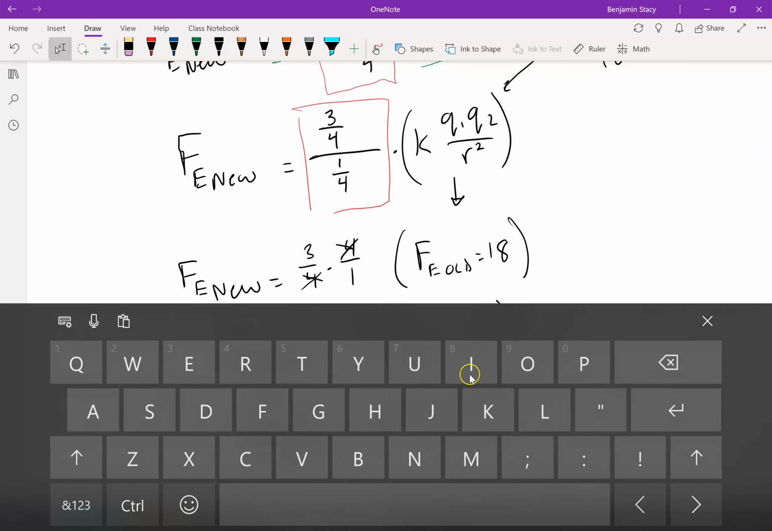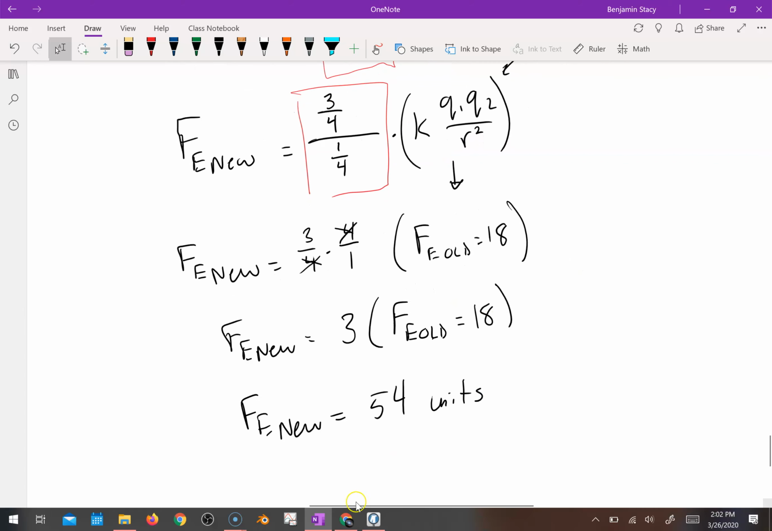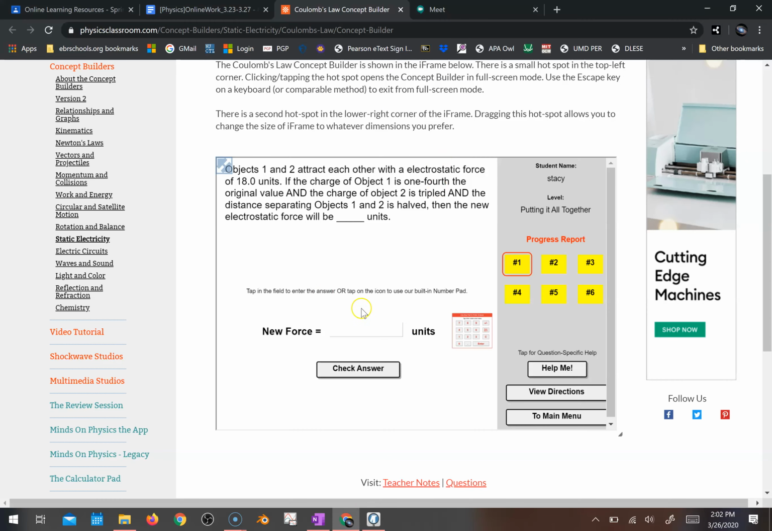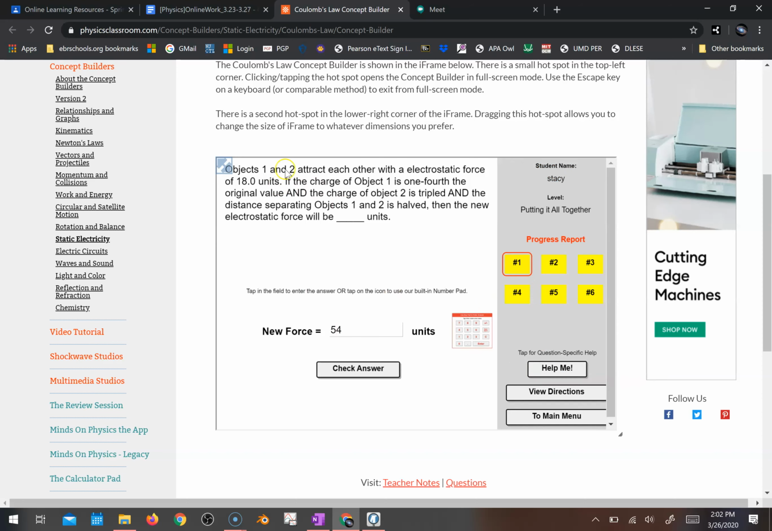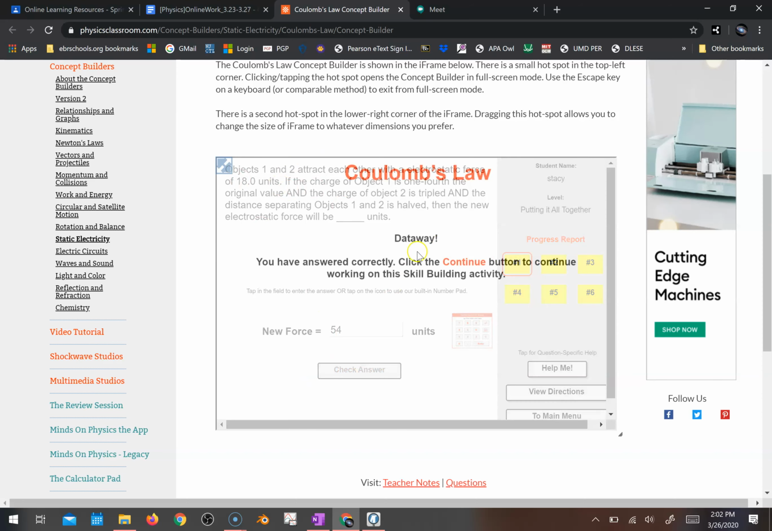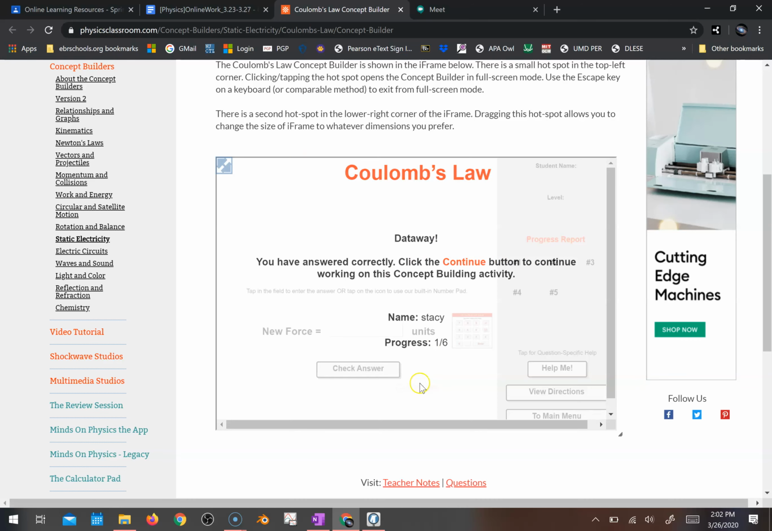Okay, so there we have our comparison. Let's go into our answer box. If we put in 54, there it is, okay, enter. 54 units from the 18, and we have it right. We did it. All right.